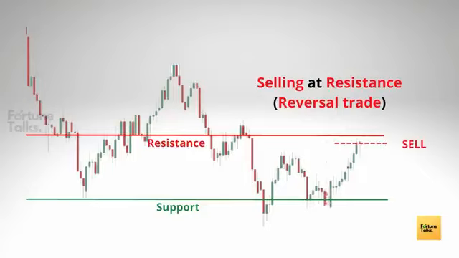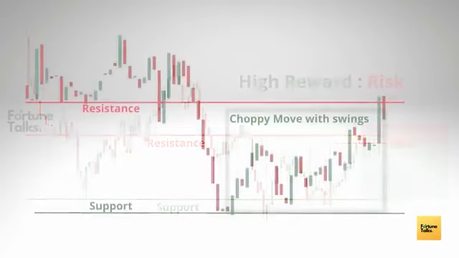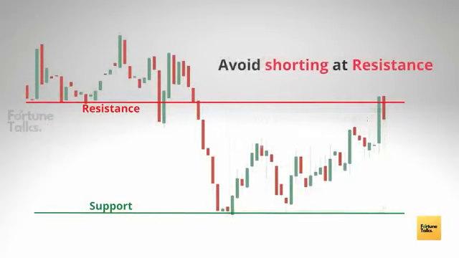The other reason being, the only place where you have to be afraid of the buyers coming back into the market is the support level. The advantage of taking a short trade at the resistance is that you can leverage the difference between the support and resistance level so as to obtain a high reward to risk ratio. However, on the downside, if you don't get a strong move or a momentum move into the particular level, and instead you get a choppy move with a lot of swings like this, then it is not a good idea to short at the resistance.